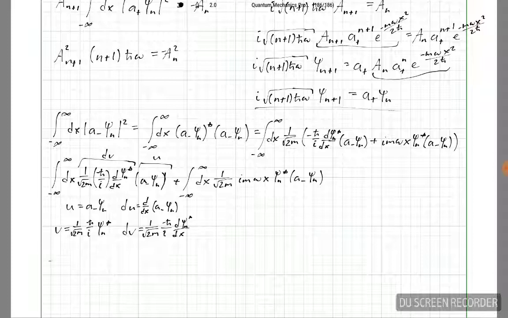Okay, now we're going to take v and u. So I get this and this evaluated at negative and positive infinity, minus the integral of dx, and now we want v. So v does have a negative sign there.